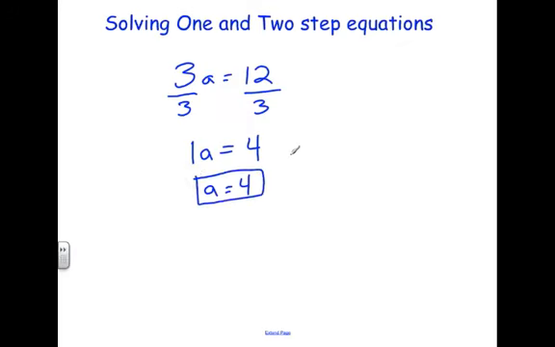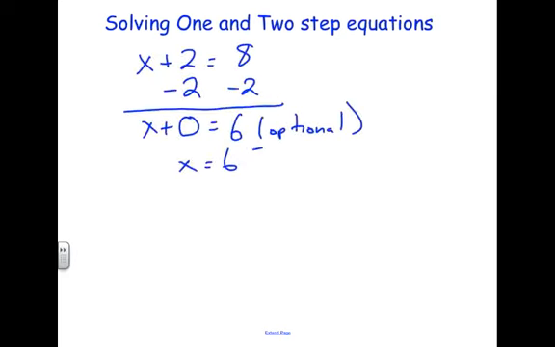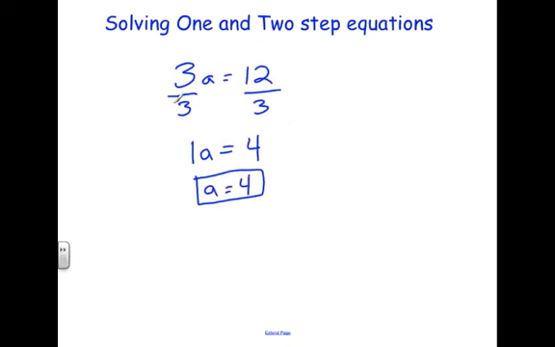So this is another type of one-step equation. We have the type of one-step equation where you have to add or subtract a number to both sides, and then we have a one-step equation where you have to divide.